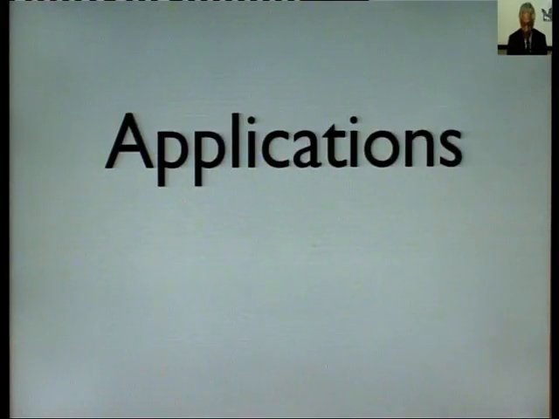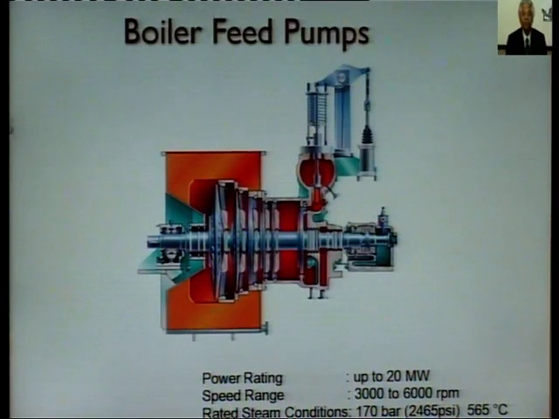Now, let us see some of the applications. Boiler feed pump, BFP they call it. A boiler feed pump is a very huge pump, used mostly for thermal power stations and any other place where the boiler needs to be pumped with water, and here DC drives are applied. Power rating is up to 20 megawatt. You can imagine this is a very big motor, a very big drive. Speed ranges from 3000 to 6000 rpm, and rated system conditions are 170 bar, 2465 psi, and 565 degree Celsius that it can bear.